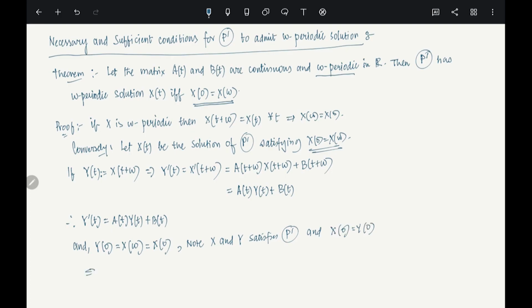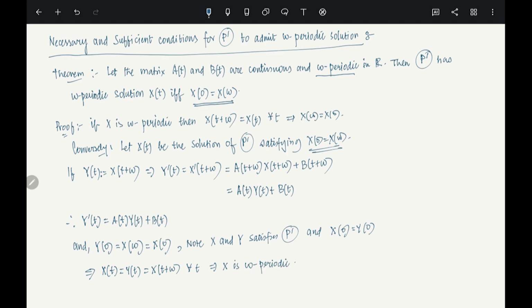Then, of course, since the solution is going to be unique, x of t has to be equal to y of t. There is no other way, and that will imply, what is y of t? It is nothing but x of t plus w. So this should hold for all t, in whatever interval it is. So that implies that x is w periodic. I hope this is clear.